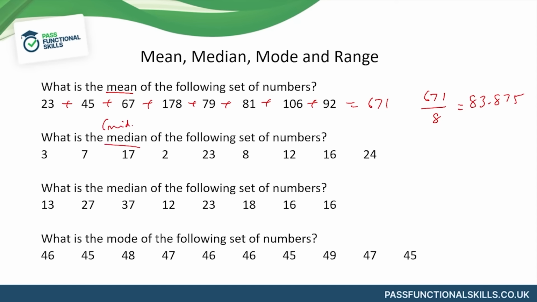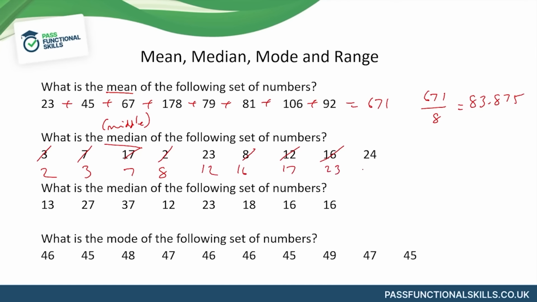Now the median is nice and easy. It is just the middle value, but it's only the middle once they're in order. So first of all, let's put the numbers in order. So 2, then 3. Let's cross them off so that we know that we've dealt with them. Then it's 7, then 8. Then it's going to be 12, 16, 17.